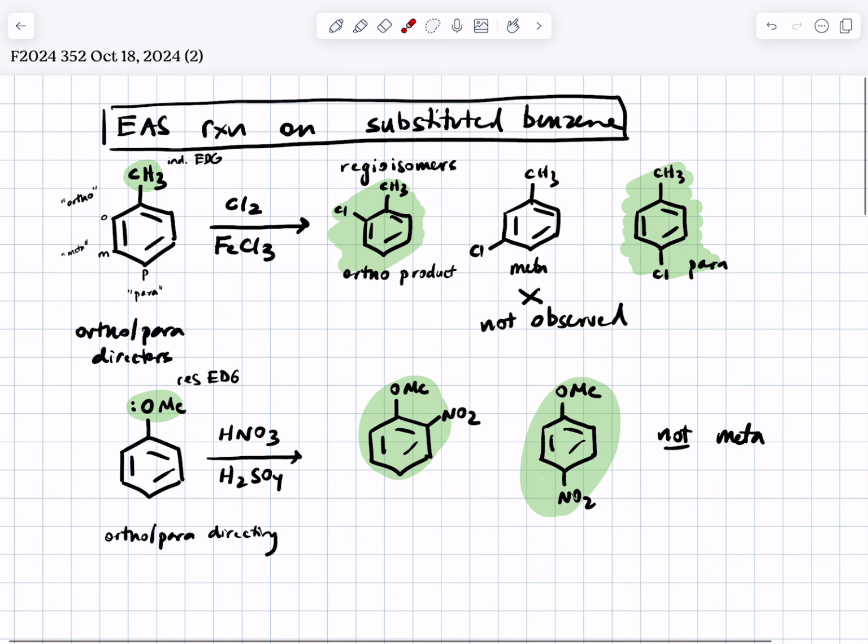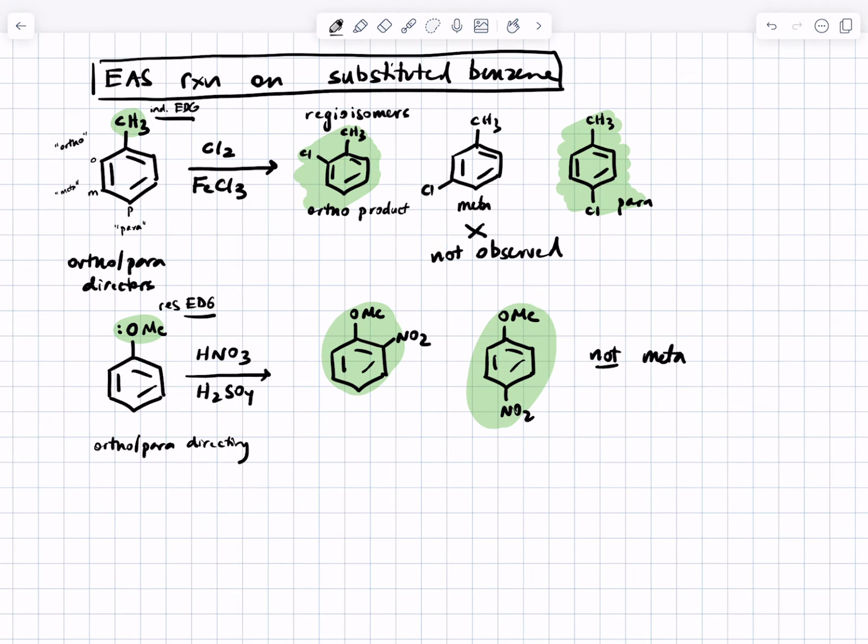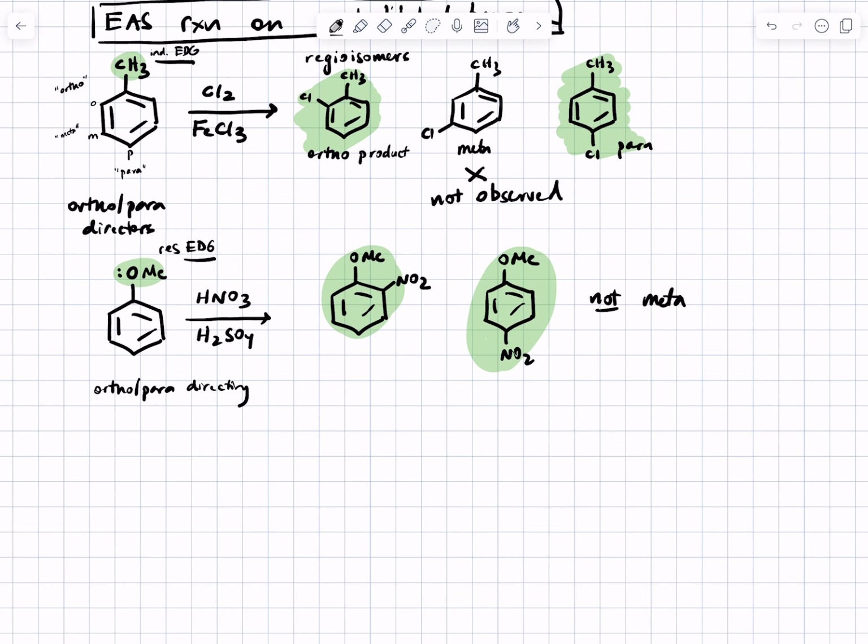And the same is true for a methoxy group. Both of these share the characteristic of being electron donating groups. And the rationale for this regioselectivity is really actually quite straightforward. It all has to do with the stability of the carbocationic intermediate that you get when you do the reaction.